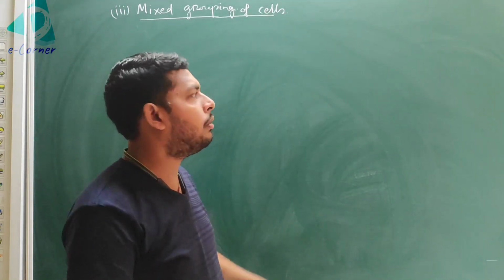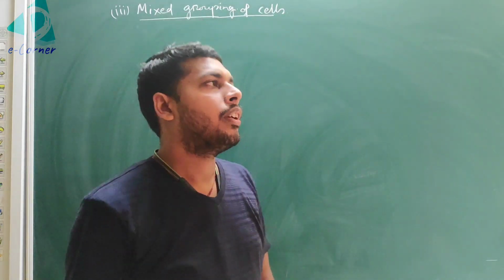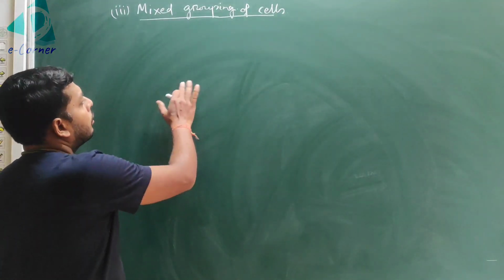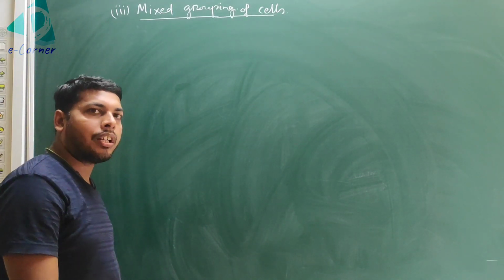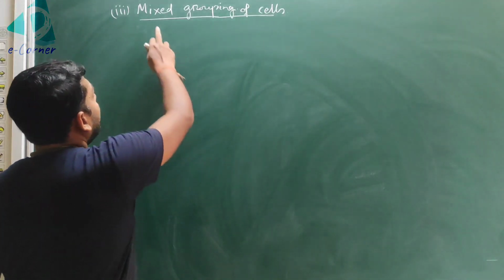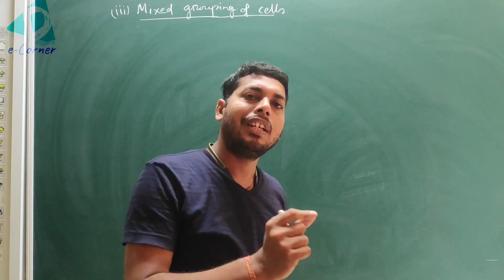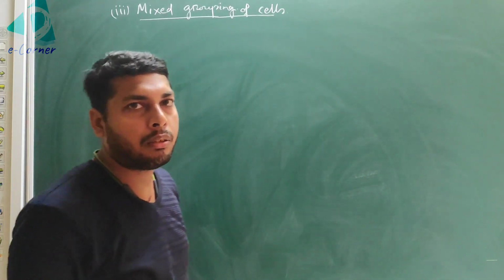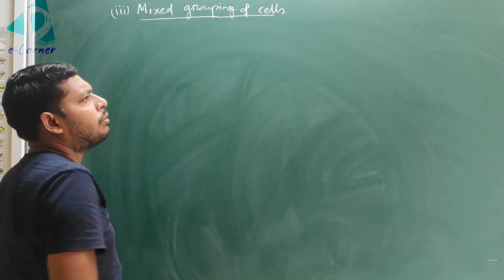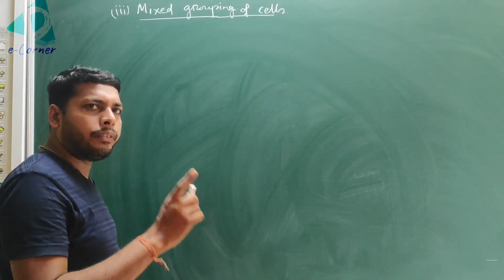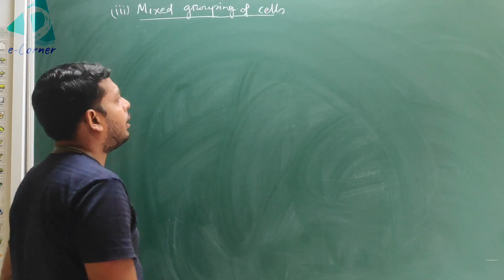Today in this class we are going to discuss mixed grouping of cells and a question bridge. First, we already know the series combination of cells as well as the parallel combination of cells. So today we will see the mixed grouping. Mixed grouping means it is the combination of series as well as parallel combination of the cells. But in this case we will consider the cells of equal EMF and having equal internal resistance.